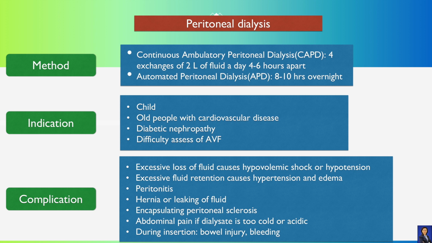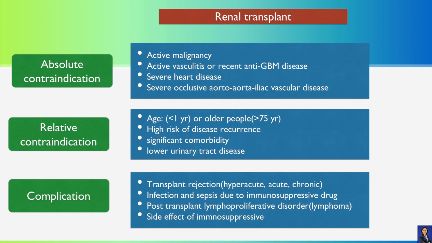Because of that, we need to make an incision in the abdomen. An incisional hernia can happen as well. Encapsulating peritoneal sclerosis, and abdominal pain can happen if the dialysis fluid is too cold or acidic. During the insertion time, bowel injury and bleeding can happen.